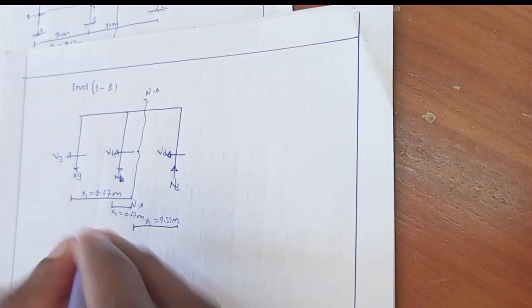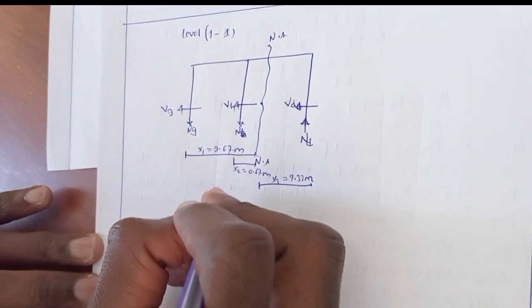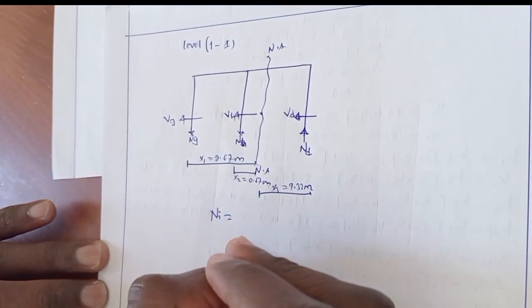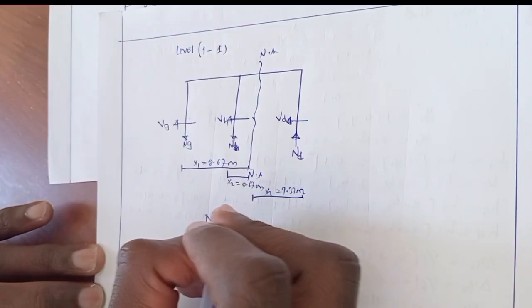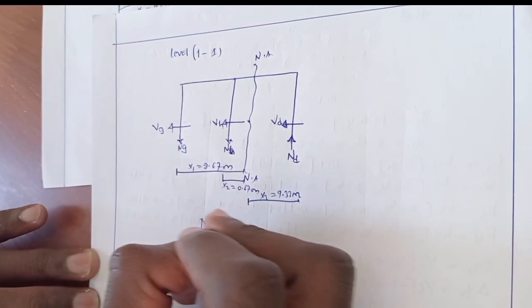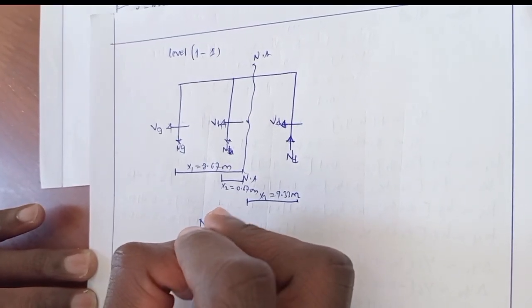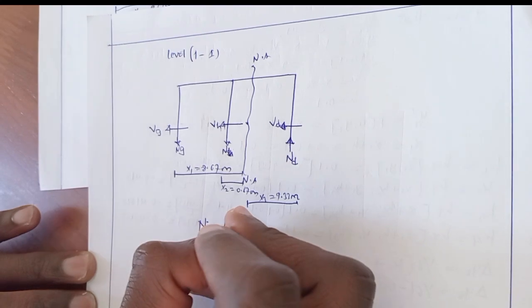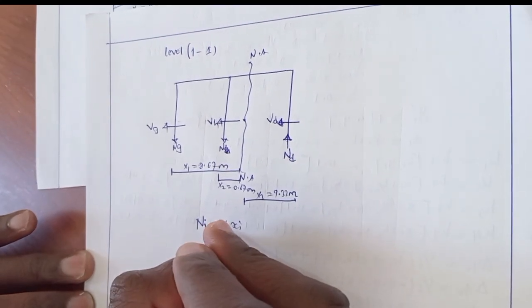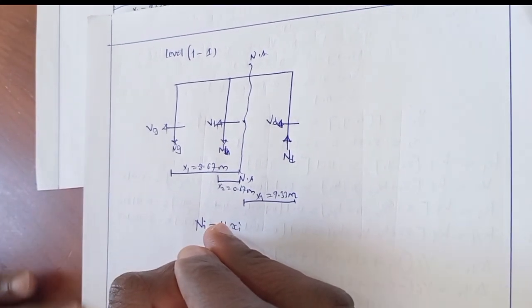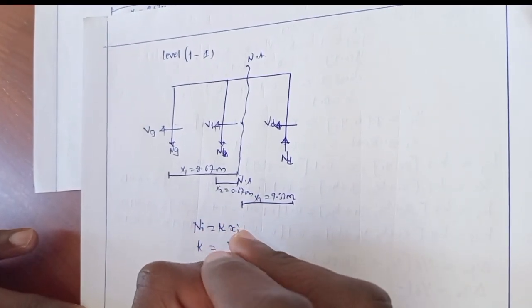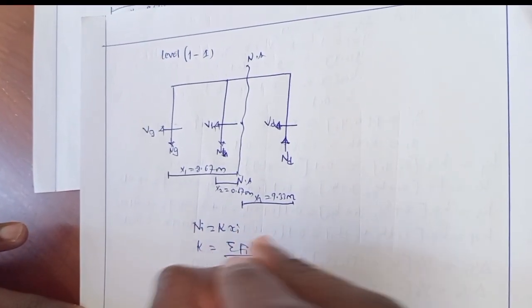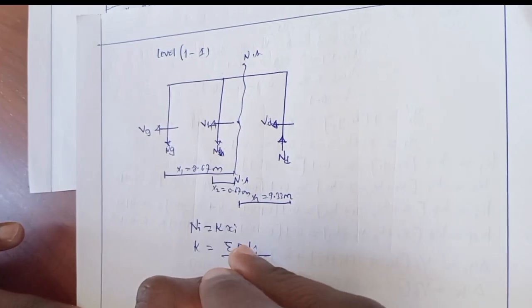After that, according to the cantilever method, the normal force is directly proportional to the respective distance of the column member from the centroid of the column area. After removing the proportional constant, it will be in this way, xi. This is how k is obtained. K is obtained by the summation of Fi hi over the summation of xi square.